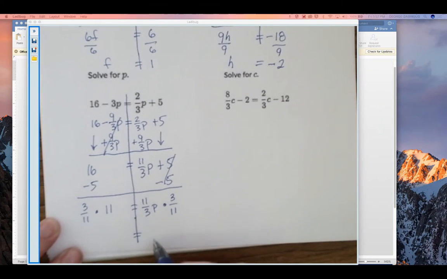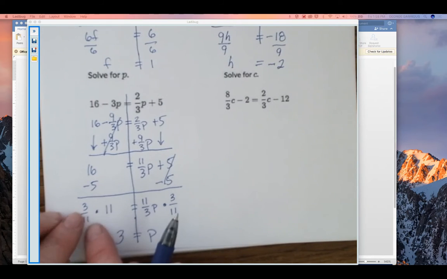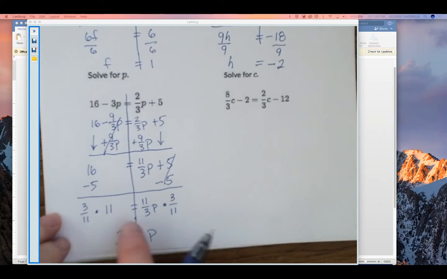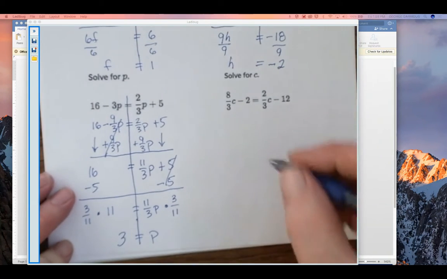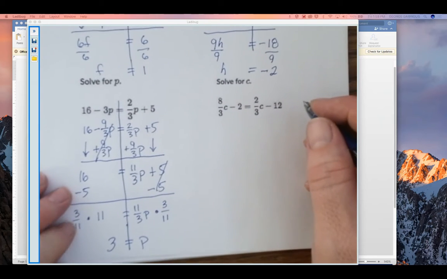Okay, I end up with p on the right, and on the left, the 11s cancel. This 11 in the numerator cancels with the 11 in the denominator, and I'm just left with 3. You could multiply it out and do 33 over 11 and then reduce it, but you can also cross cancel. Okay, we're doing great. We're almost done here.